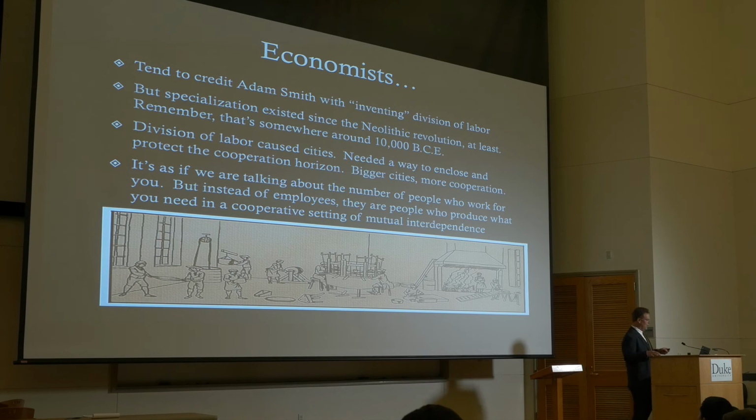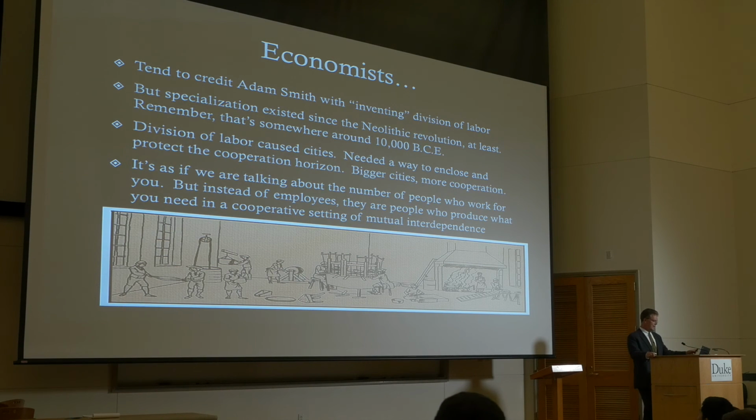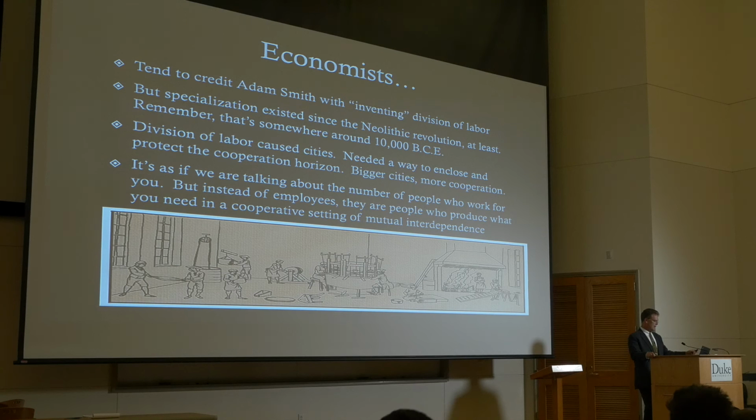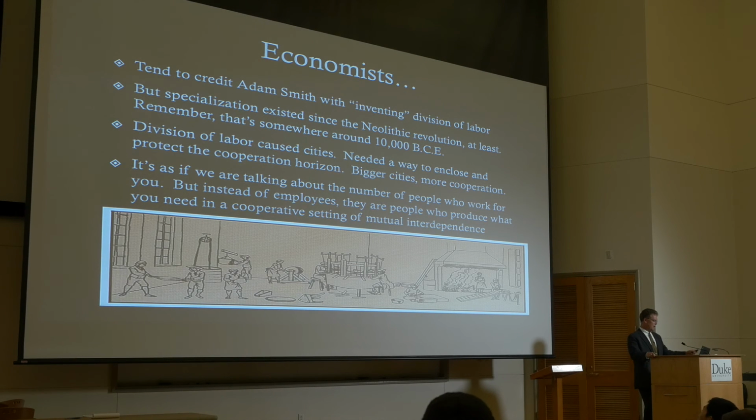Here's the thing, economists tend to think that they, or maybe Adam Smith, invented division of labor, and that's wrong. Specialization has existed since at least the Neolithic Revolution, somewhere around 10,000 BCE, 12,000 years ago. Division of labor caused cities. We needed a way to enclose and protect the cooperation horizon. Bigger cities, more cooperation. It's as if we're talking about the number of people who work for you, but instead of employees, these are people who produce what you need in a cooperative setting. So in a system of division of labor, a lot of people work for me. I just don't even know them. I don't have to tell them what to do. They make stuff that I want, and I make stuff that they want.